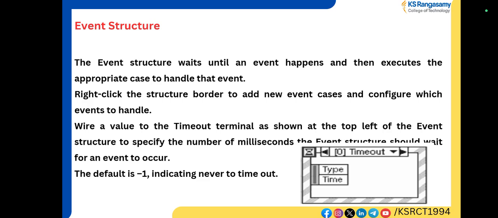If you right click on the structure border, which is given at the bottom of the screen, it will configure what events to handle. First, we have to wire a value to the timeout terminal, which is shown at the left end of the event structure, to specify the number of milliseconds the event should wait to occur. The default time is -1, which indicates that it never waits for a timeout.